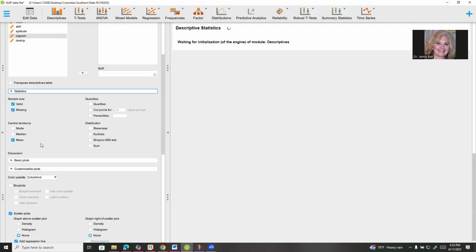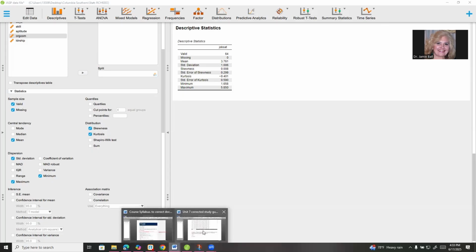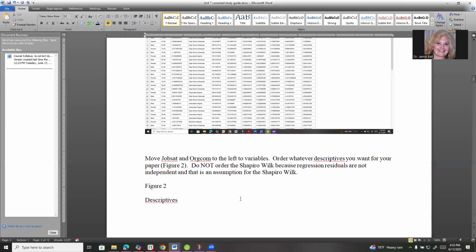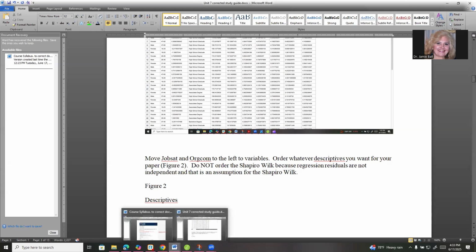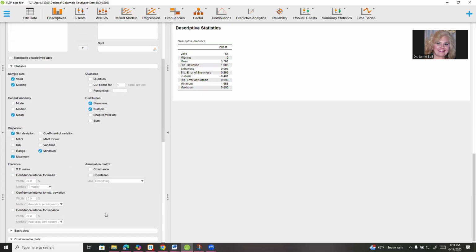And in the meantime, you should always order your descriptive statistics, skewness and kurtosis, and mean, median, and mode, that sort of thing. Notice that I do not order a Shapiro-Wilk test because the assumptions for that test are already violated. Okay, the residuals are not independent of one another. So I'm not going to do a Shapiro-Wilk. I'm simply going to inspect my scatter plot.